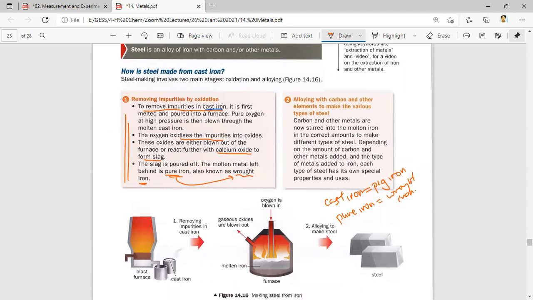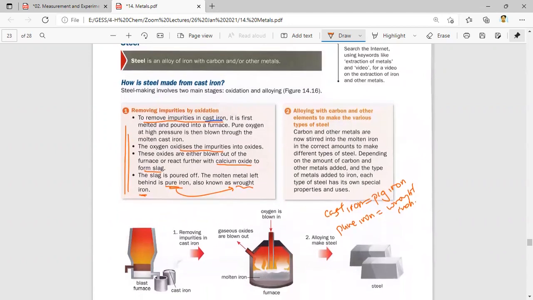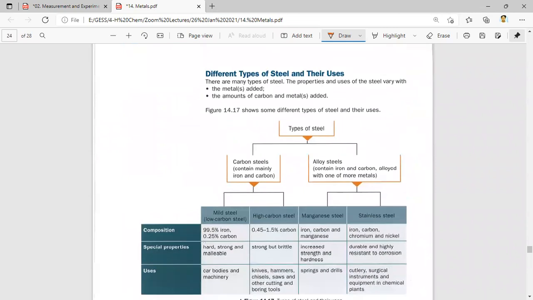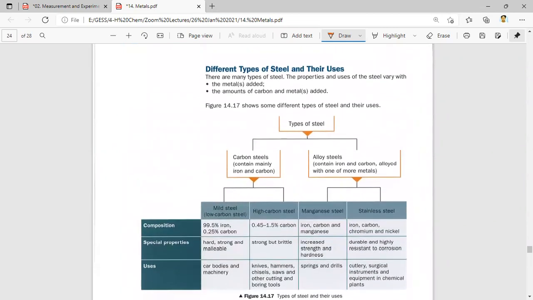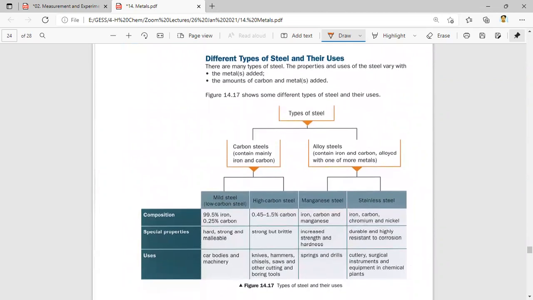Once you have the pure iron ready, then I can mix it with other things to form steel. They're just focusing on steel here. There are actually other kinds of alloys from iron that you can make, but the focus here is on steel. Steel is the main one, but there are a few listed below. If you look at this, there are different types of steels that can be created. It all depends on what other metals or other things are added to the iron.